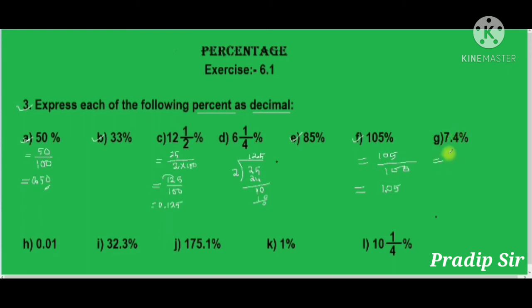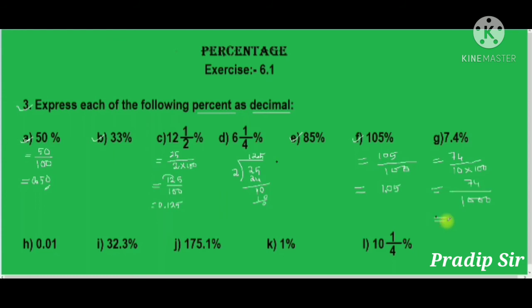Now it is similar to question C. So 7.4, then first you will convert it into a fraction. 7.4, that means after the decimal how many digits? 1 digit. So you write 10 in the denominator. Okay, if it is 2 digits then you will write 100. So now here the percentage symbol, this is similar to that. So percentage is given, so 100, and then we multiply this 100 by 10, then it will be 1000.